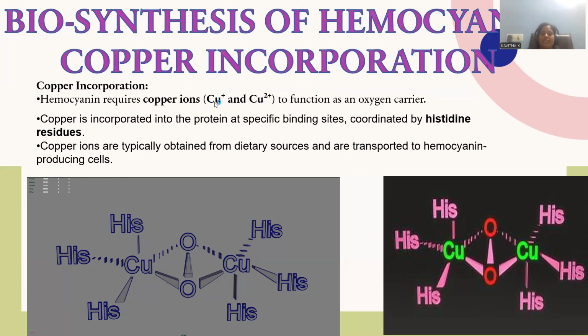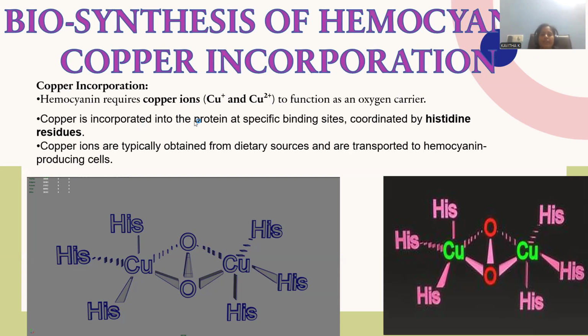Whenever deoxygenated hemocyanin is there, it exists in a monopositive form, and whenever it is binding with oxygen, it carries the dipositive charge. That's the reason why this hemocyanin is said to be an oxygen carrier, able to transform plus 1 to plus 2 and plus 2 to plus 1, vice versa.